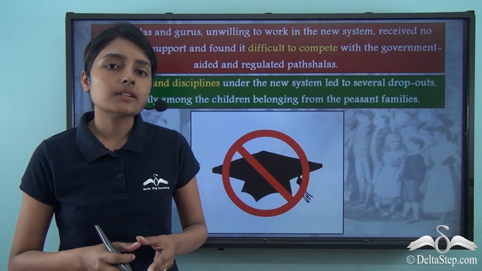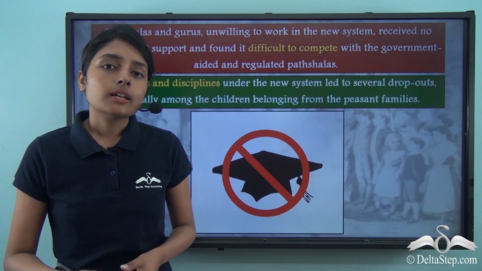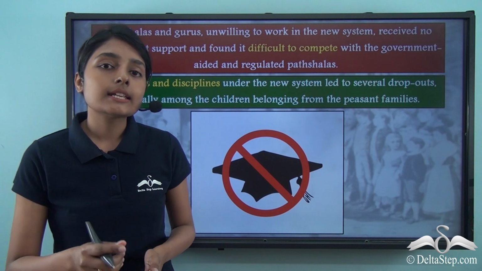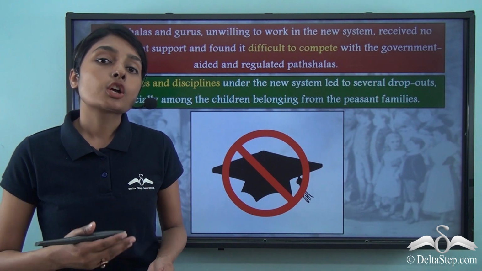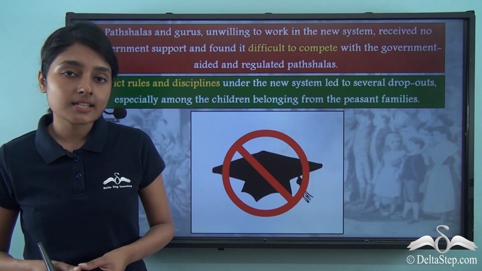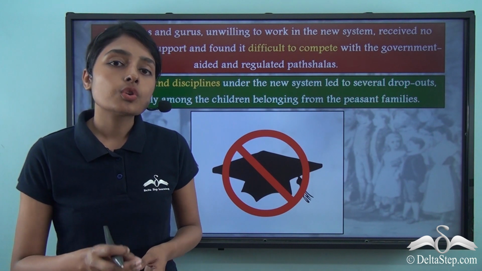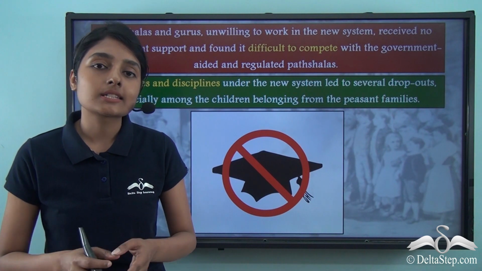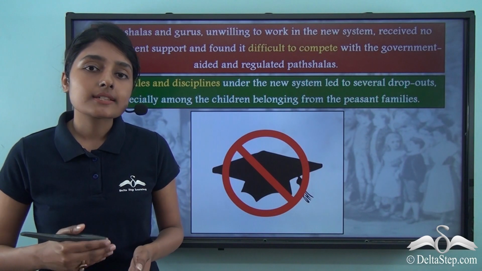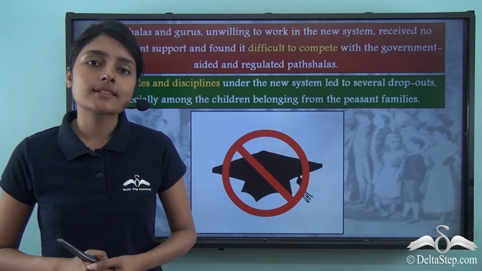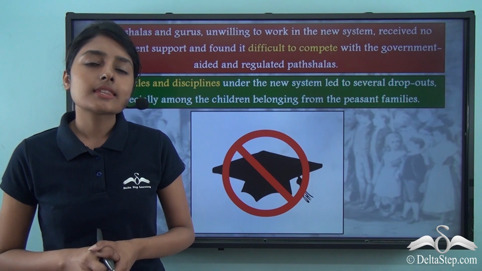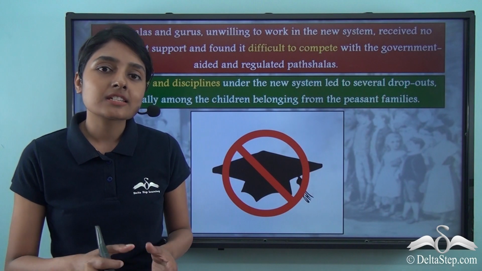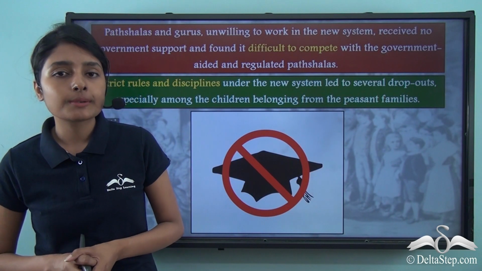This is because we learned that earlier on the local pathshalas were very flexible, and these pathshalas used to remain closed during the harvest season so as to allow those students who belonged from peasant families to work at their fields. Now, because of this introduction of a new schooling system, these schools now had proper routines, timetables, so the existent flexible system was no longer in place.